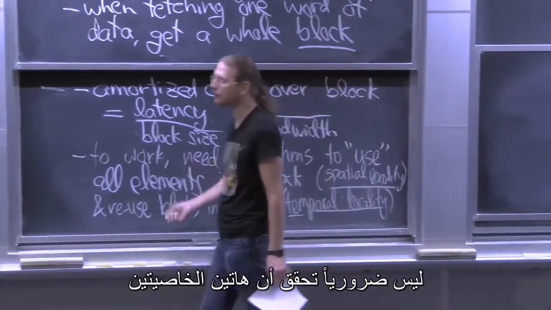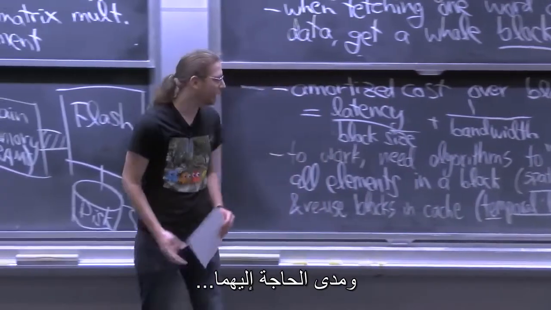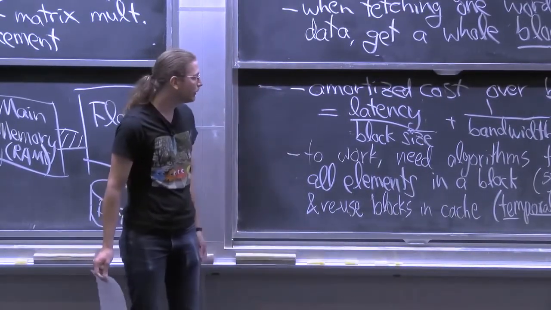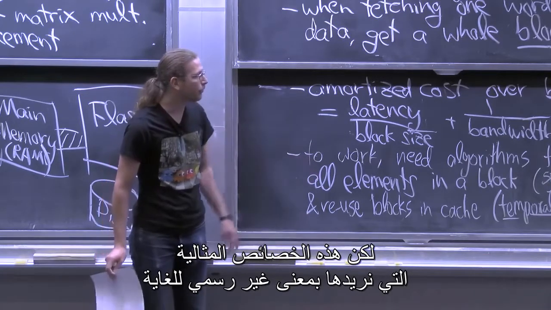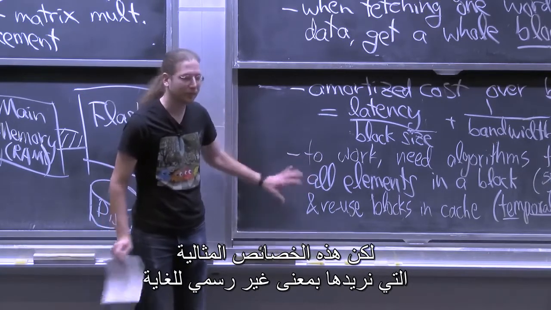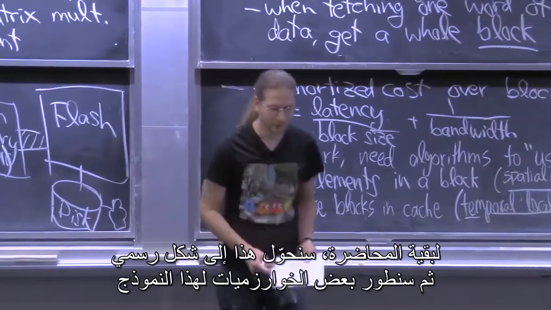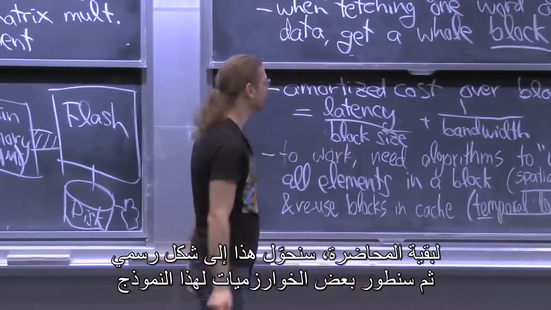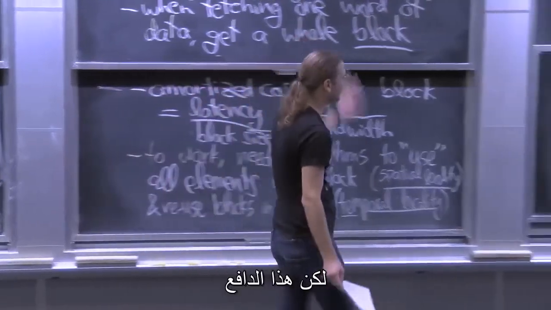I don't have to have both of these, and exactly to what extent I have them is going to dictate what the overall time it's going to take to run my algorithm. But these are sort of the ideal properties you want in a very informal sense. Now, in the rest of today, we're going to make this formal, and then we're going to develop some algorithms for this model. But this is the motivation.